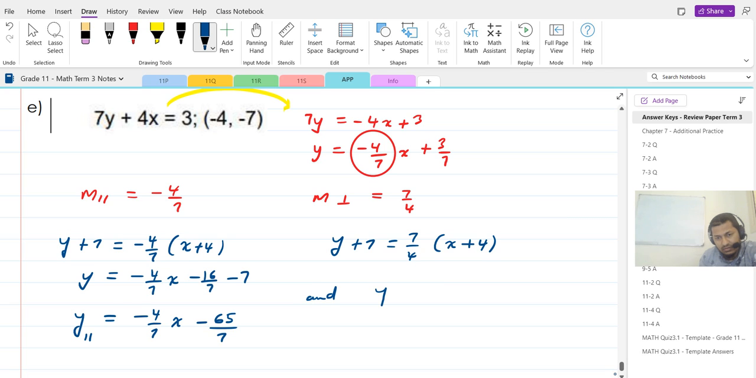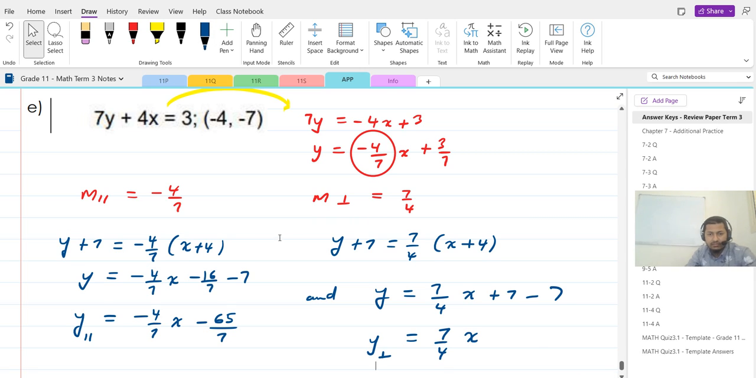And y is equal to 7 over 4x. 7 over 4 times 4 is plus 7, and take the 7 over minus 7, just 7 quarter x. That's the perpendicular line. Right, that's it. So simple.